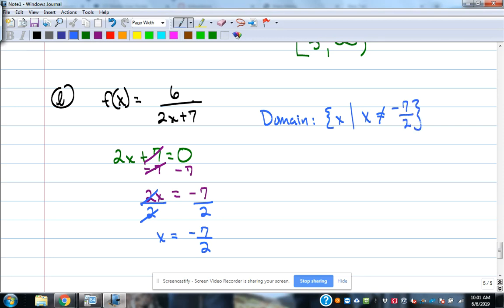That's the interval or the set notation for that. The interval notation, remember, we're going to start at negative infinity. We're going to go to the number that we're cutting out. We're cutting out negative 7 over 2. Parenthesis, u, parenthesis, negative 7 over 2. And then we're picking up and going on to positive infinity from there.